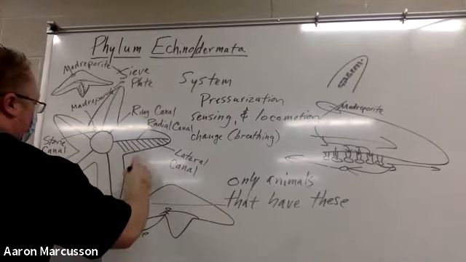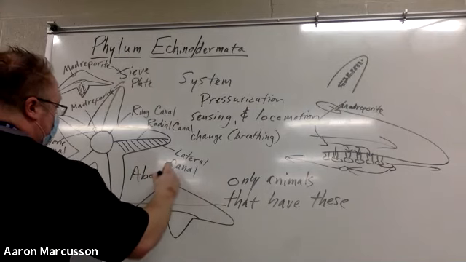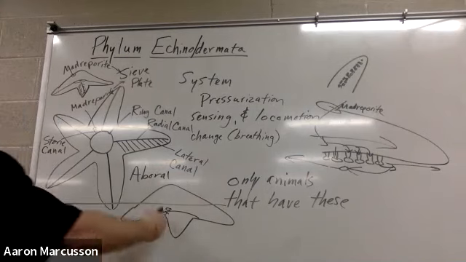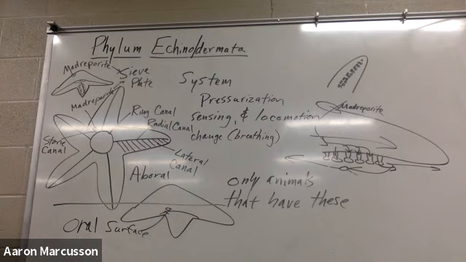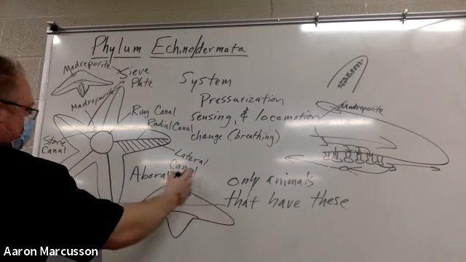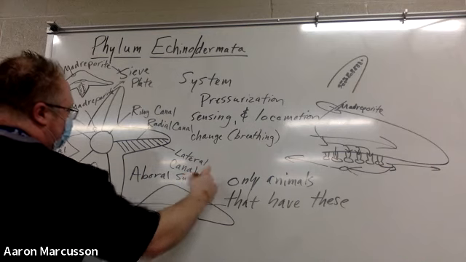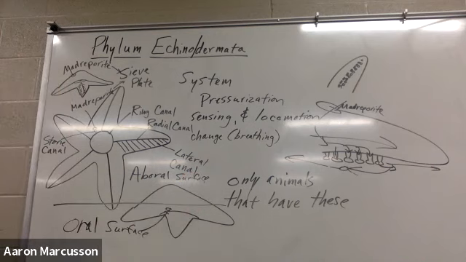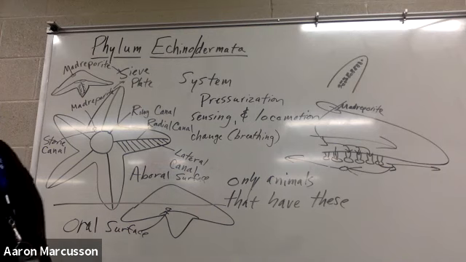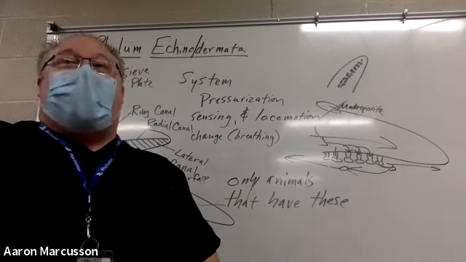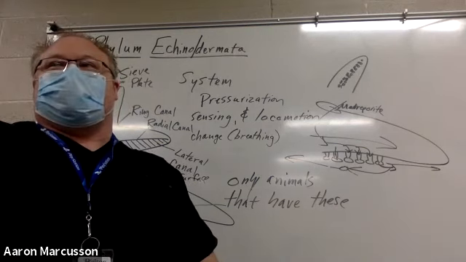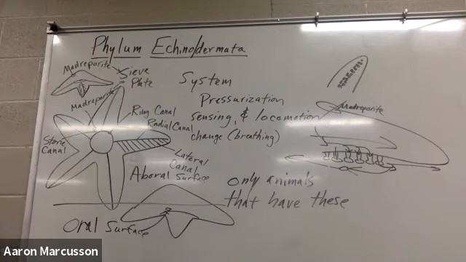The aboral surface, aboral is apart from or away from or across from the oral surface. So we would call it what? If we had an aboral surface, if my mouth was right in the middle of my belly button, my back would be my aboral surface. Does that make sense? Okay.